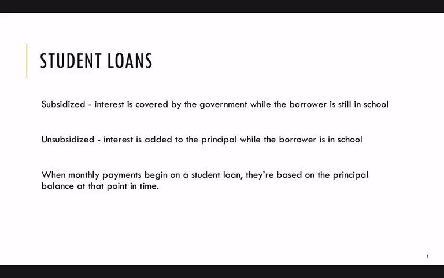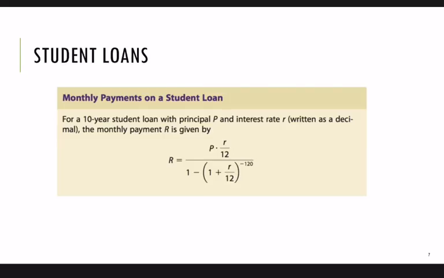Another thing to know is that when monthly payments begin on a student loan, they're based on the principal balance at that point in time. So in our last example with Sonia, when she goes to make her first payment, there's a principal balance which includes all of that interest that's accumulated. However, if she had a subsidized loan where the government paid the interest, or if she had chosen to pay the interest off while she was in school, then her principal balance would be a lot lower.